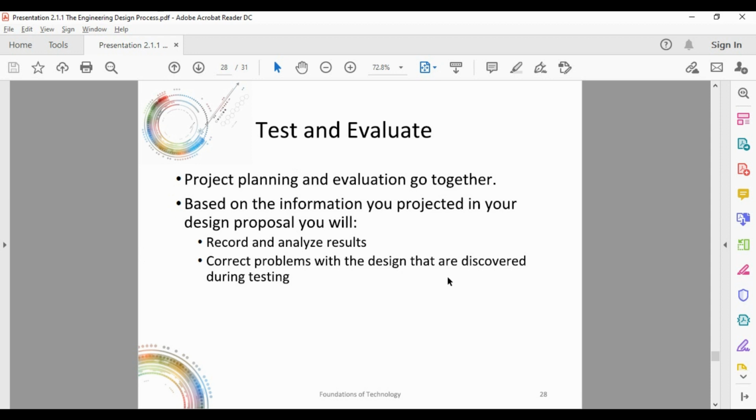And correct the problems with the design that are discovered during testing. Hey, it bent over in section A. We thought it was going to bend in section B. What's going on?